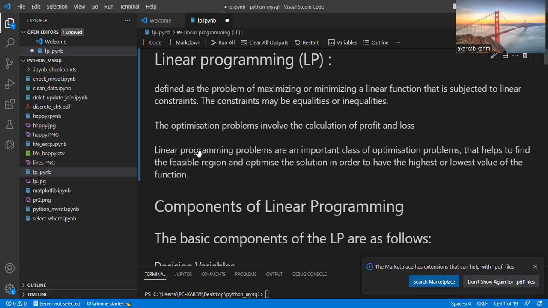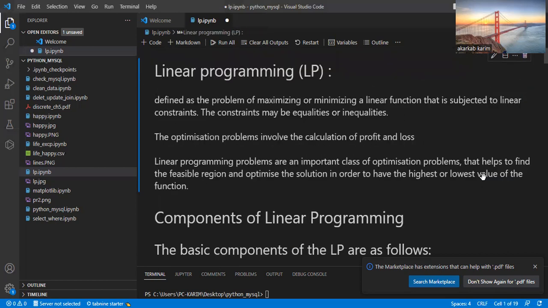Well, linear programming problems are an important class of optimization problems that help to find the feasible region and optimize the solutions in order to have the highest or lowest value of the functions. Here, based on some methods, we need to find the highest or lowest function. That depends on the problem we face.